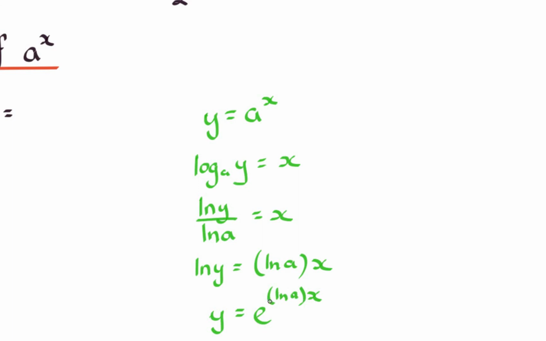Remember, ln a is just a constant. So we've now got our function in the form y equals e to the power of a constant times x, and this is something that we can differentiate. So we can say dy/dx is equal to, we bring the constant out the front, and then we have the exact same exponential.